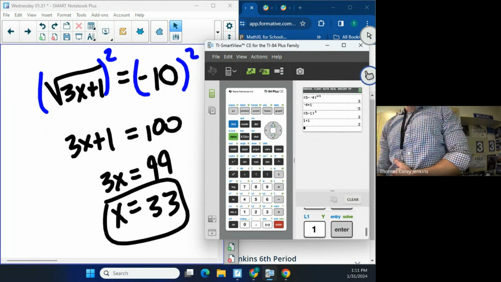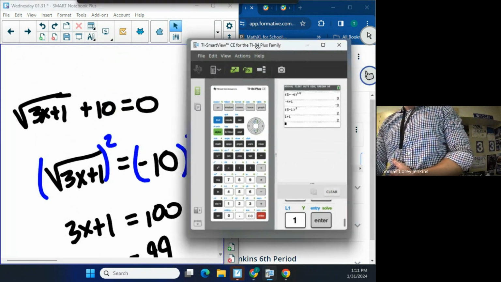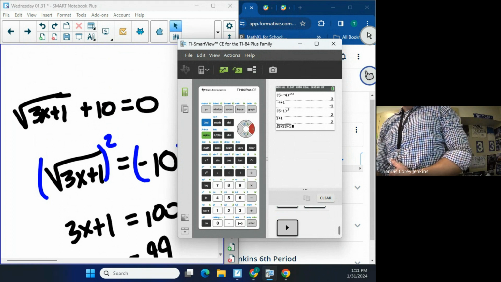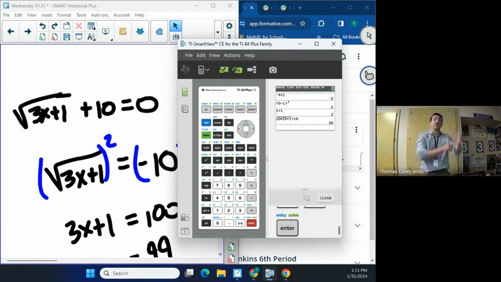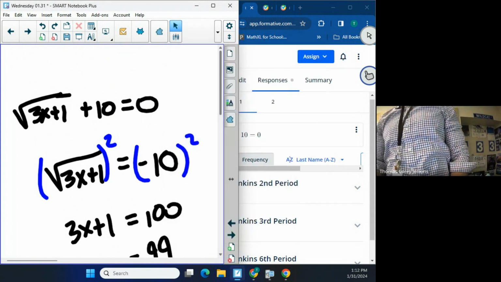So this is a good reminder to double check those answers. If we went back to the original equation right there and type that in, square root of 3 times 33 plus 1, plus 10, we're supposed to get 0, but we get 20, okay? We get 20, not 0, so that's an extraneous solution. All right, so that's number one from the 6-6 exit ticket.